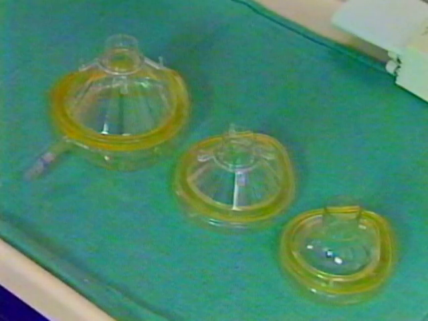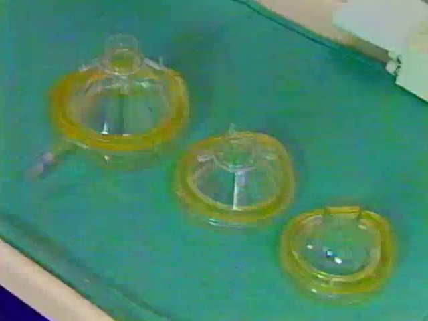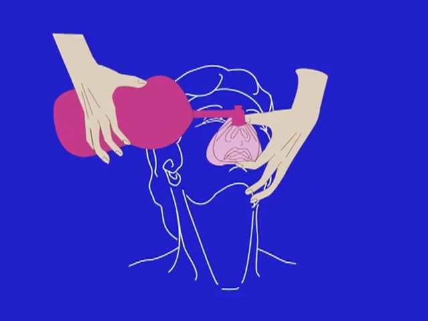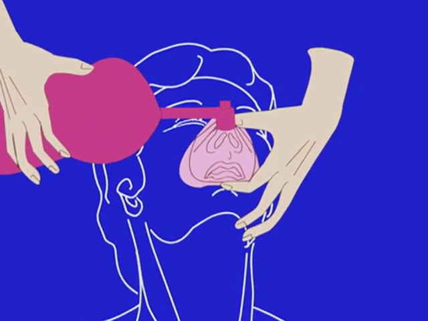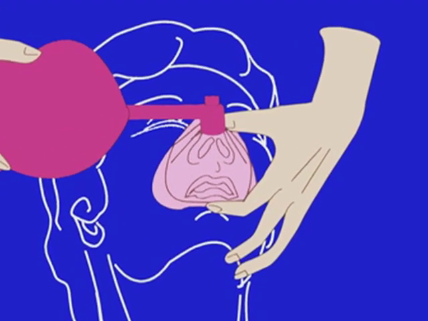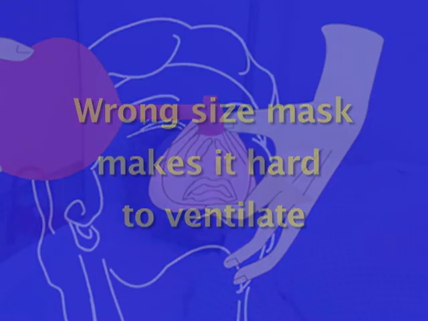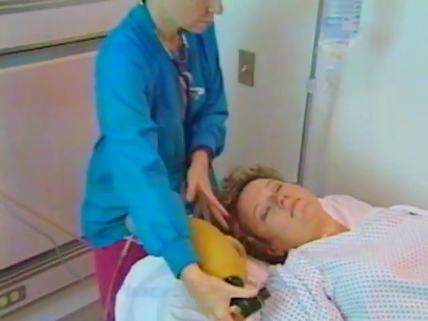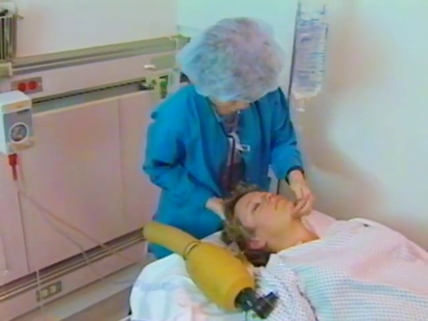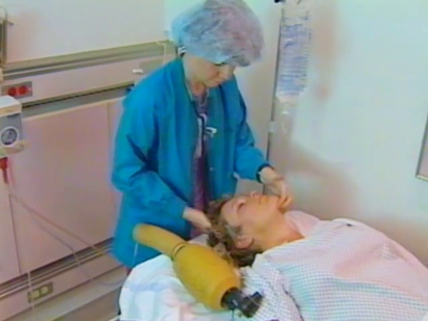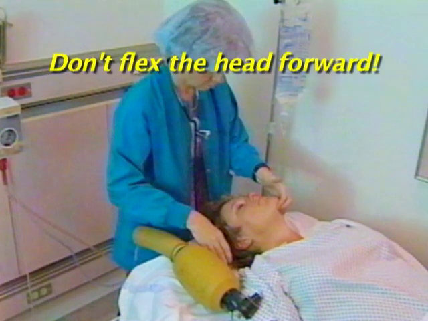Select the correct size mask for the patient. When you squeeze the bag, the gas will take the path of least resistance. A good mask fit seals against the contours of the patient's face and forces the gas into the patient's lungs, expanding the chest. The wrong size mask prevents a good seal, allowing gas to escape and making it difficult to inflate the lungs. Open the airway. If there is no risk of cervical spine injury, also pull the head into extension. Don't flex the head forward, which could increase airway obstruction.